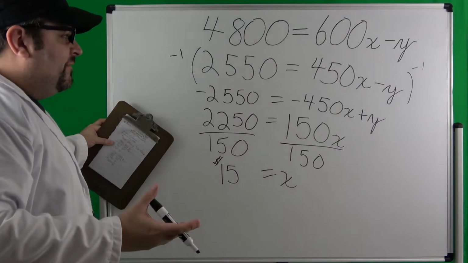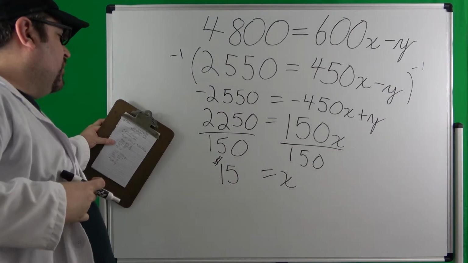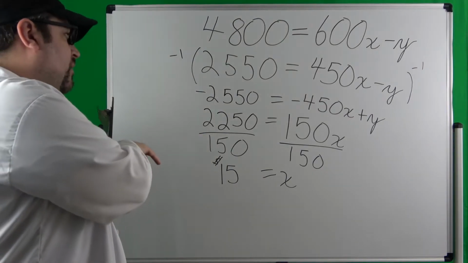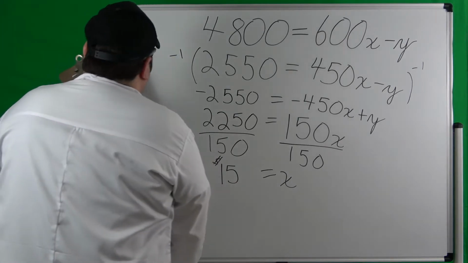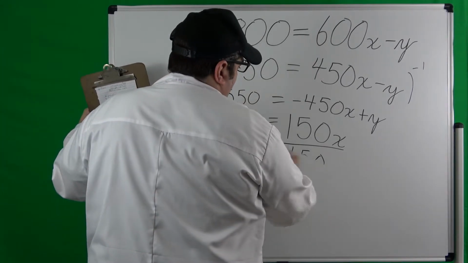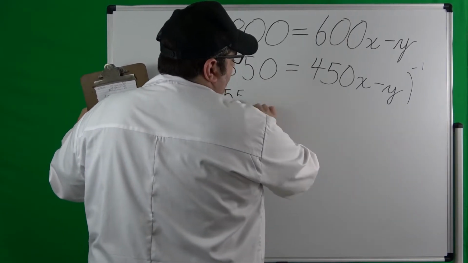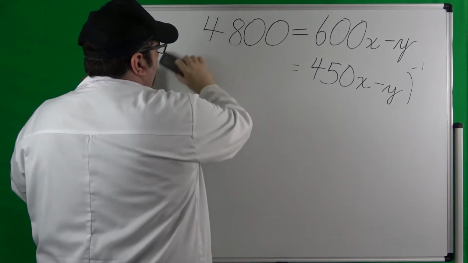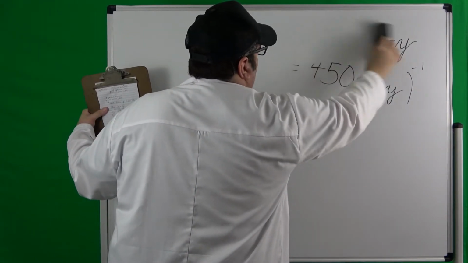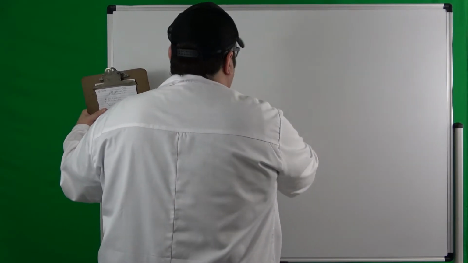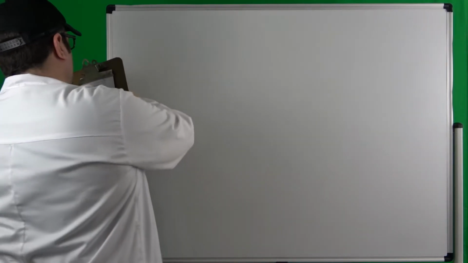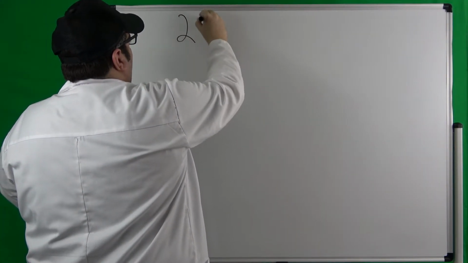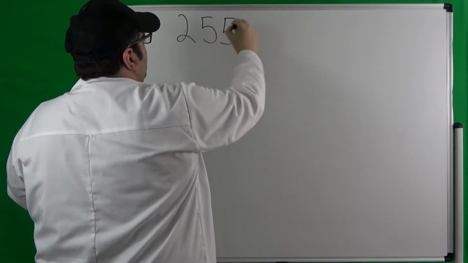But it wasn't asking for how much each magazine was, right? It wanted to know what was that fixed cost. So now what we're going to do, we're going to take that 15 and just plug it into either one of these two equations. I could have just kept one of those up there, but that's okay. So let's pick that second one, the one with 2550, just because the numbers are smaller.